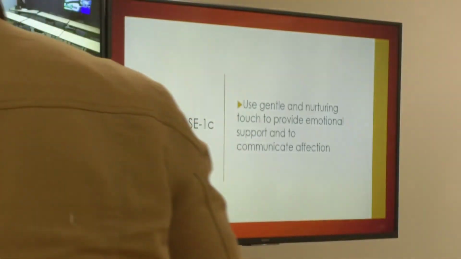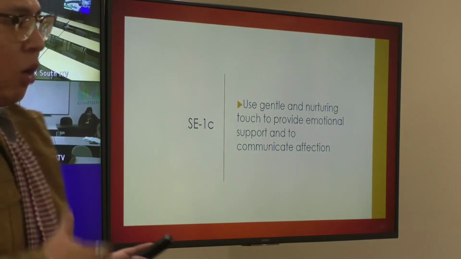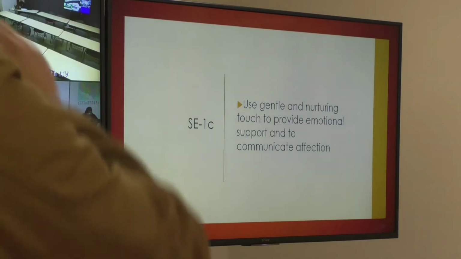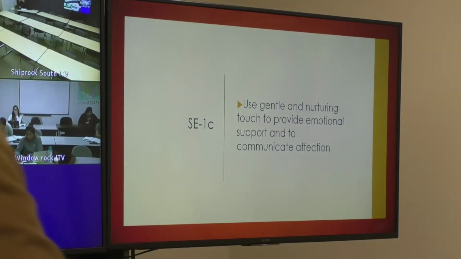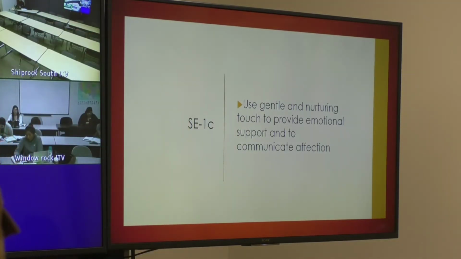So now, SE1C. Use gentle and nurturing touch to provide emotional support. So when you're talking to parents, one of the big things is parents get annoyed by their own child. They're like, oh, just get away from me. When that happens and you're pushing a child away, it's showcasing to them, one, I am not what? Wanted, desired.